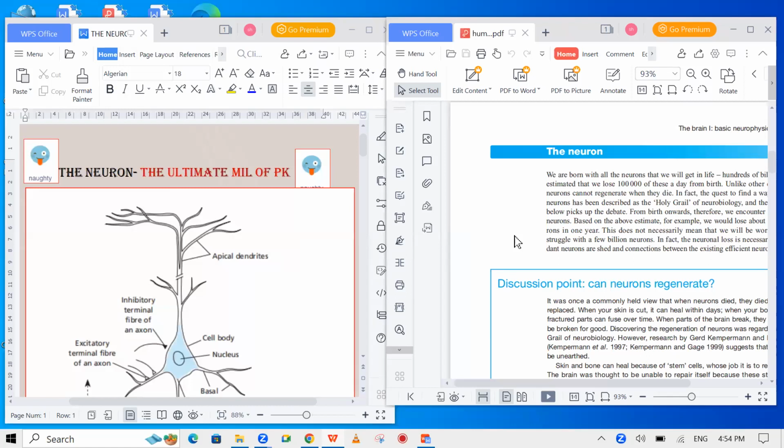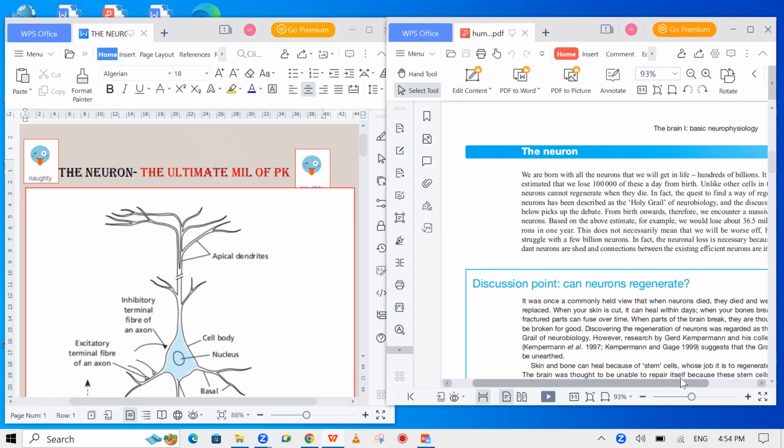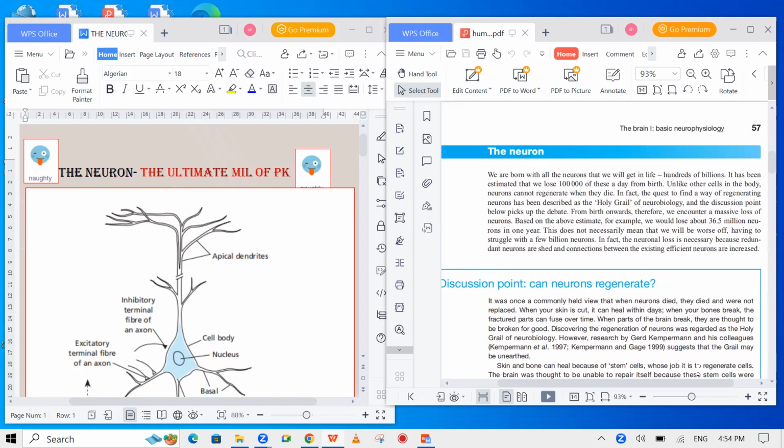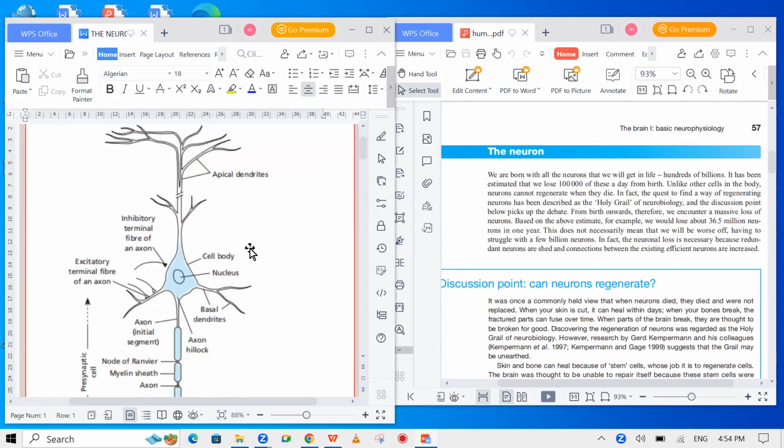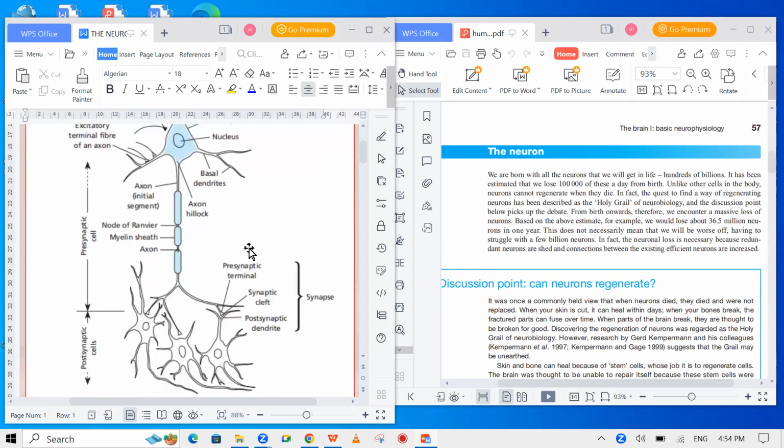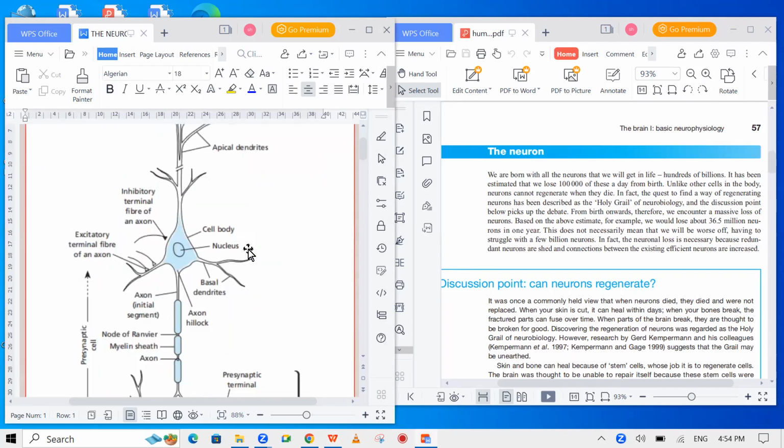Today, the topic we're going to discuss is neurons. Neurons are a very vital part of the central nervous system, and the whole central nervous system is made up of neurons. The working of the whole CNS and peripheral nervous system depends on how the neurons work. So this is a diagram of the neuron.